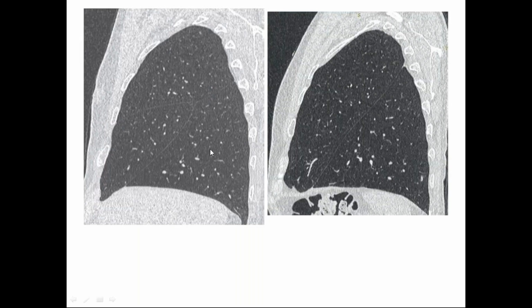These are the sagittal sections of CT, this is of the right lung and this is of the left lung. This is the oblique fissure of the right lung and this is the horizontal fissure, whereas this is the oblique fissure of the left lung. Horizontal fissure is absent on the left lung.